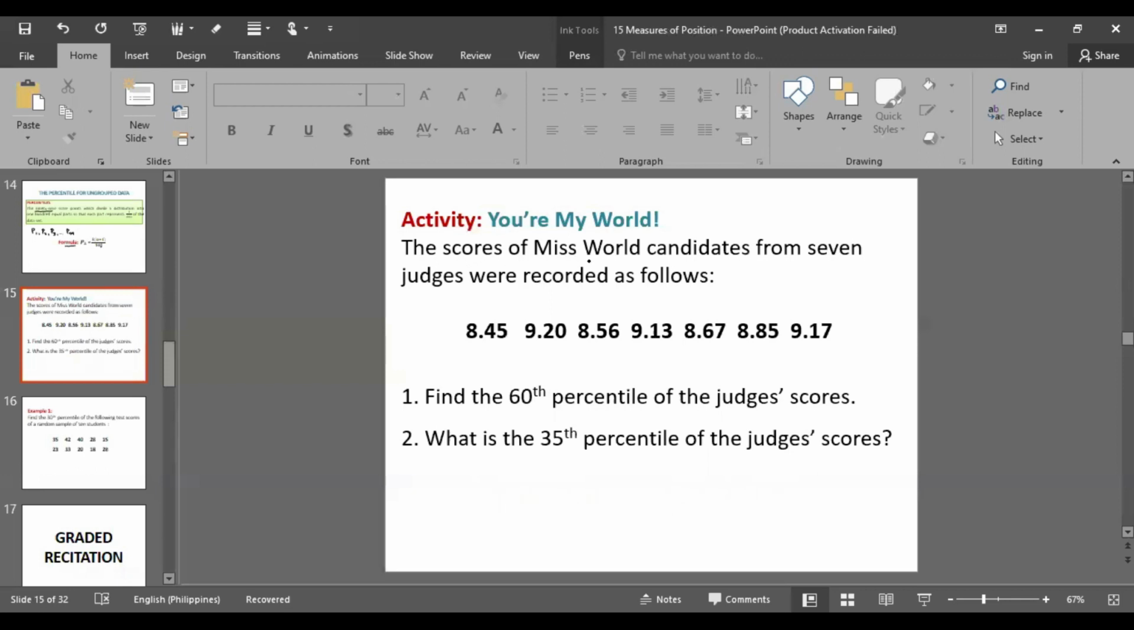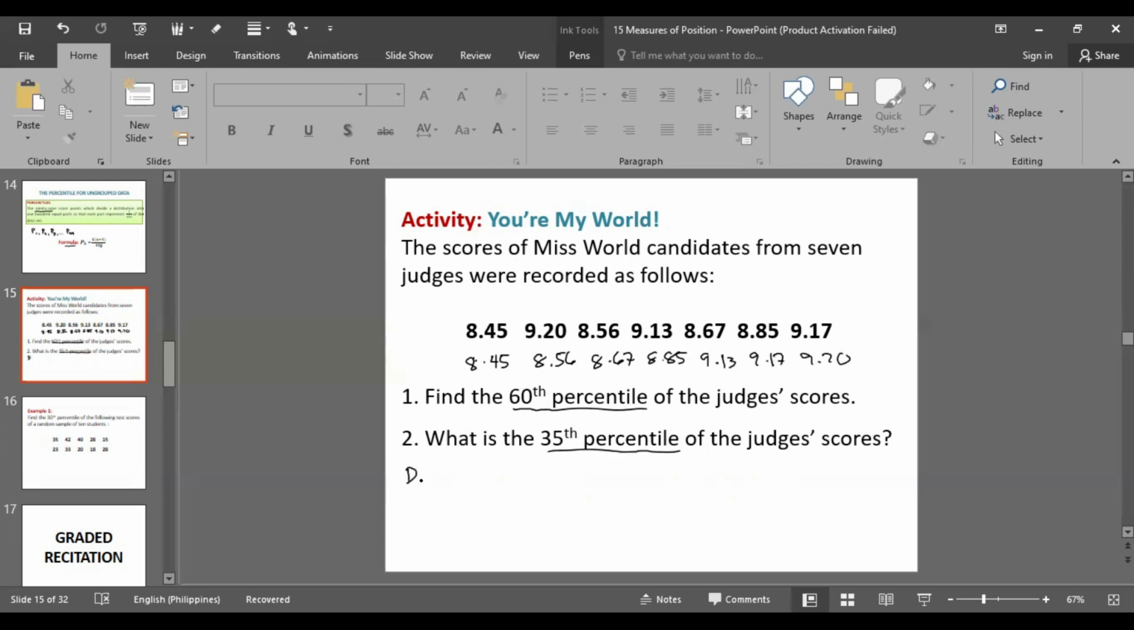So these are the scores of Miss World candidates from 7 judges. Is it already arranged in ascending order? Not yet. So let us first arrange this in ascending order. We have 8.45, 8.56, 8.67, 8.85, 9.13, 9.17, and 9.20. You are asked to find the 60th percentile of the judges' scores and the 35th percentile.